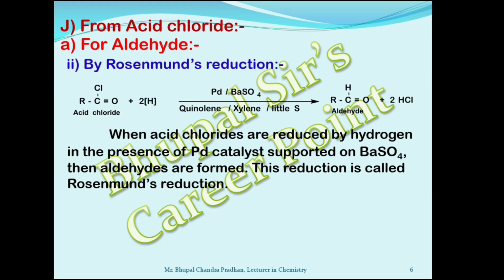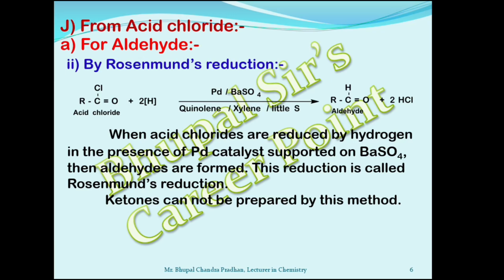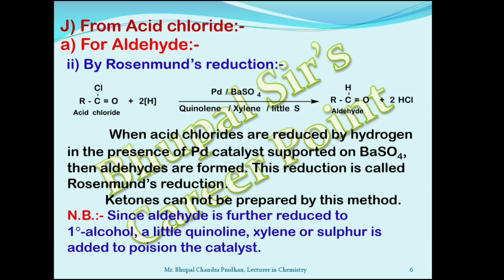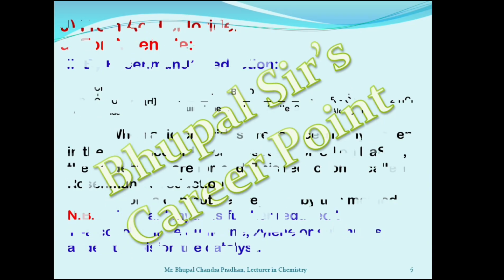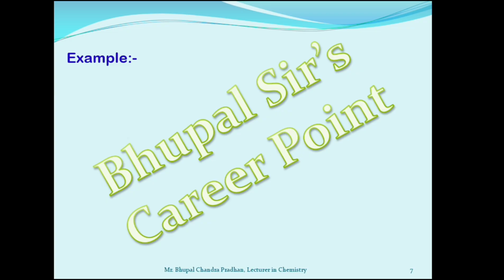Thus, we have to write down: when acid chloride is reduced by hydrogen in the presence of palladium catalyst supported on barium sulfate, then aldehyde is formed. This reduction is called Rosenmund reduction. Ketones cannot be prepared by this method. Note below, since aldehyde is further reduced to primary alcohol, a little quinoline, xylene or sulfur is added to poison the catalyst. Now let us come to an example.